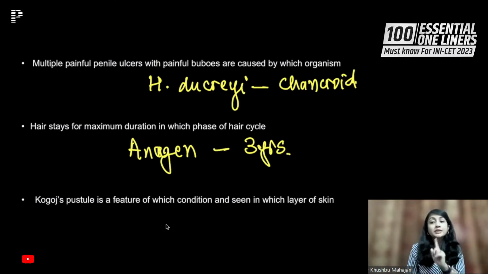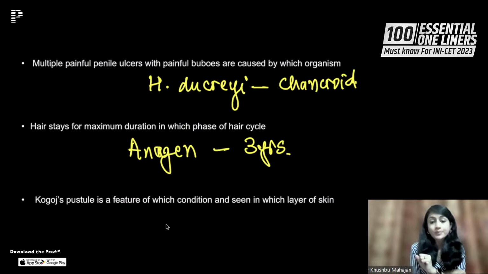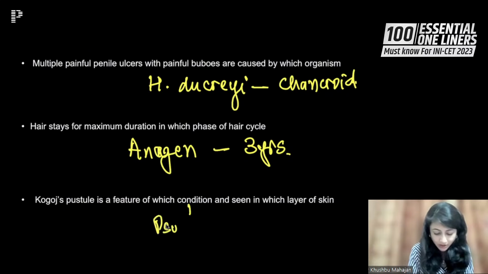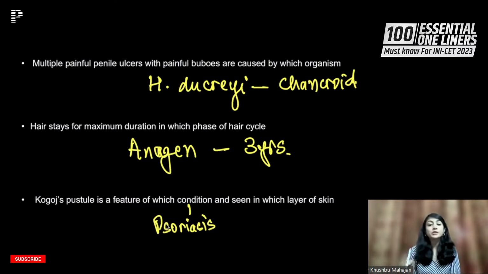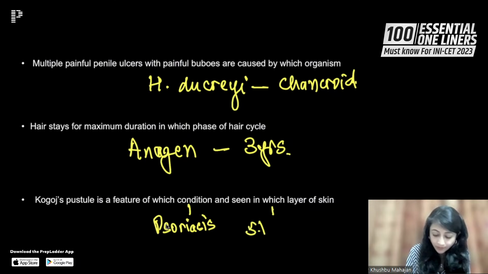Kogoj's pustule is a feature of which condition, and you see it in which layer of the skin? So 2 questions here. Answer both. Yes, it is psoriasis, so it is seen in psoriasis. Both Munro's microabscesses and Kogoj's spongiform pustules are seen in psoriasis, but there is a difference in where they lie. Munro's microabscesses lie in stratum corneum. Kogoj's spongiform pustules lie in stratum malpighi.